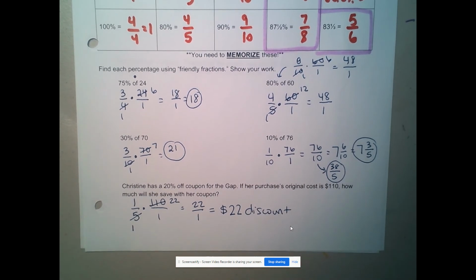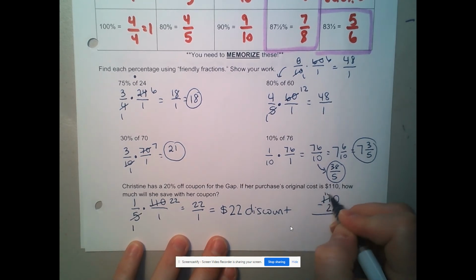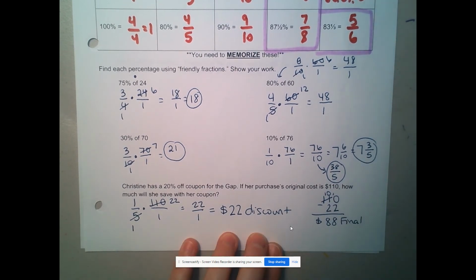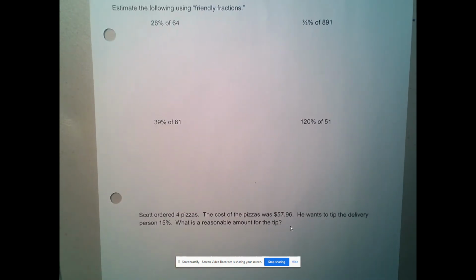And just for argument's sake, if it was $110 and they took off 20%, they'd be taking off $22, and you would get a final price of $88. All right, we've done that before, just don't want to forget how to do it. Estimate the following using friendly fractions.